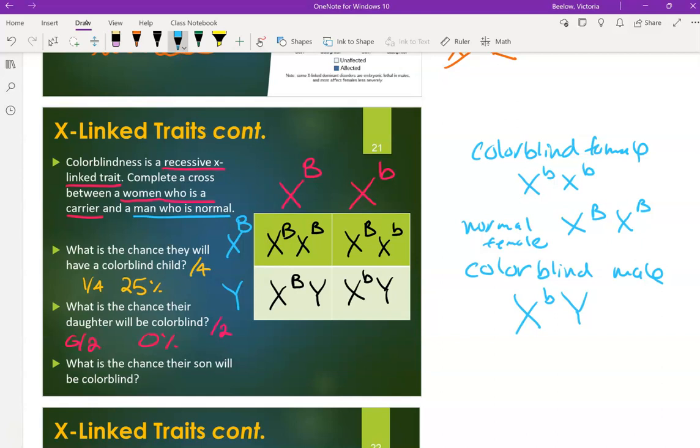However, now it's saying what is the chance their son will be colorblind? So again, out of 2. There's 2 boys here. This one is normal. This one would be colorblind. So it would be a 1 out of 2 chance, or a 50% chance they would have a colorblind son. So just pay attention to if I'm asking about a son versus a daughter or all the children.